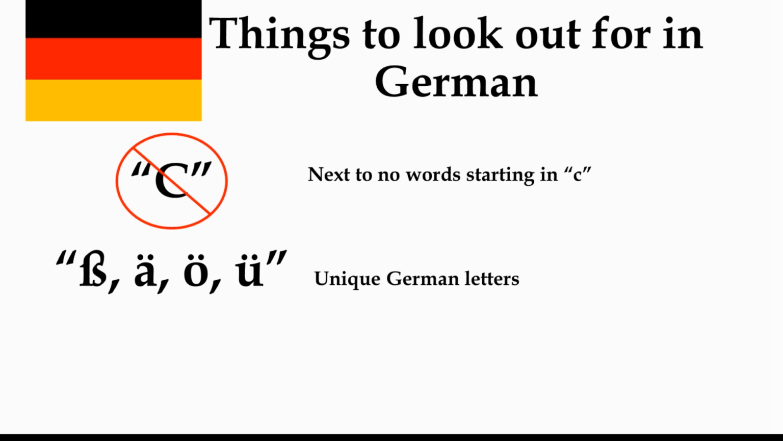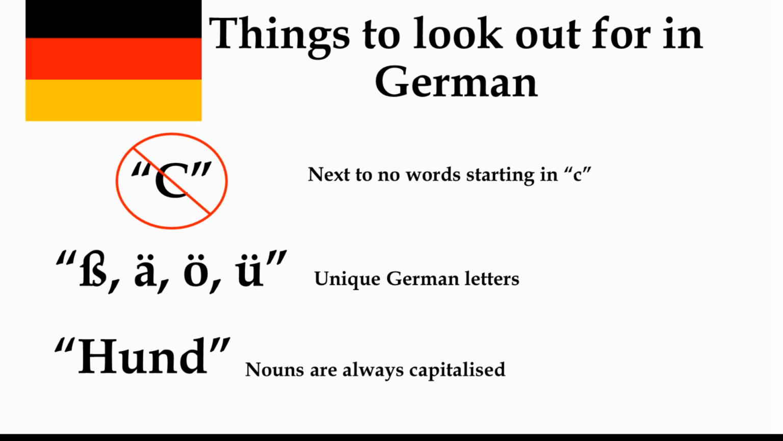Now, these are some unique German letters. You have the Eszett and the letters with umlauts on them as well. And these are all unique to German. So again, you won't find these in Dutch or in Danish. So if you see any of these letters, then you know you've got a German word. And finally, the nouns in German are always capitalized. So if you see a lot of random capital letters that definitely aren't names in the middle of sentences, then you've also got a German sentence on your hands.